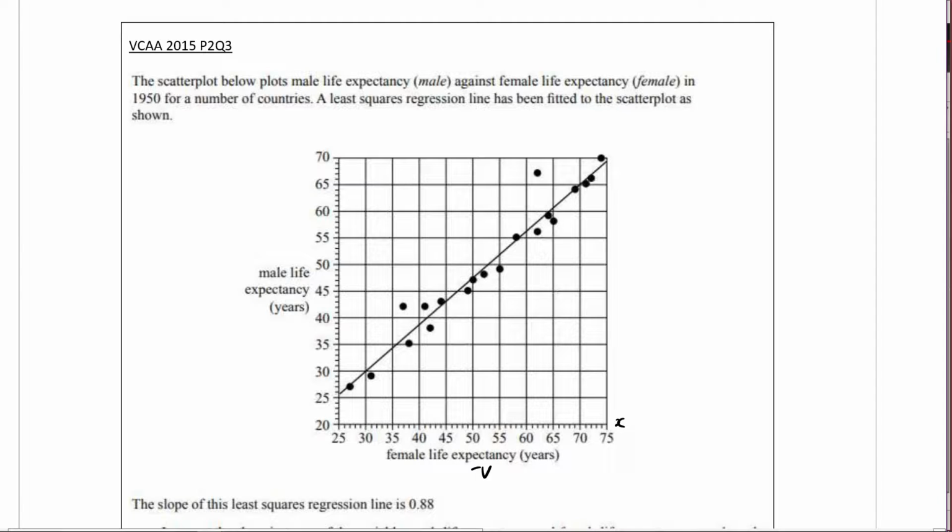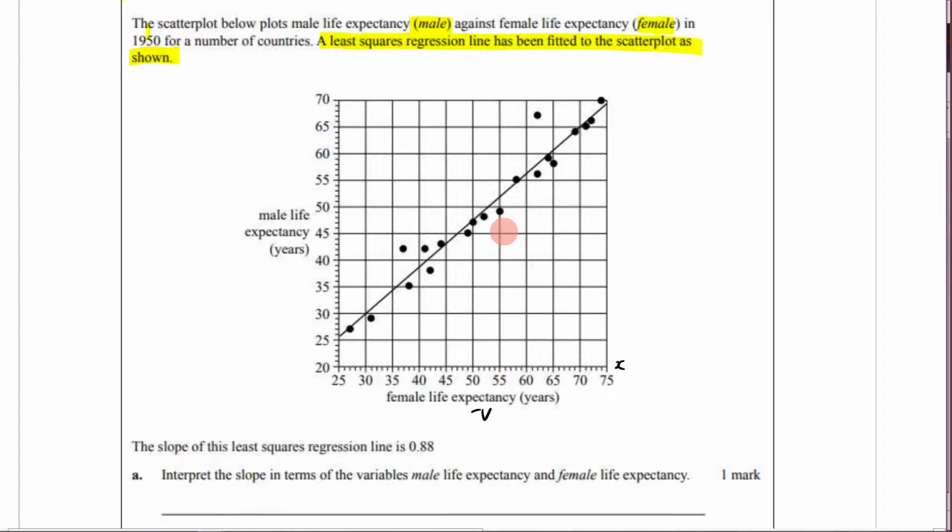We're going to answer this past exam question. It is 2015, paper 2, question 3, and after we've answered the question, we'll also look at the examiner's report. It reads: the scatter plot below plots male life expectancy, male, against female life expectancy, female, in 1950 for a number of countries. A least square regression line has been fitted to the scatter plot as shown. So let's look at our scatter plot here.